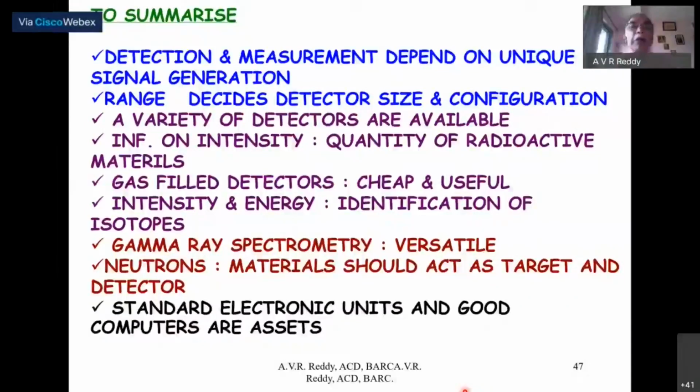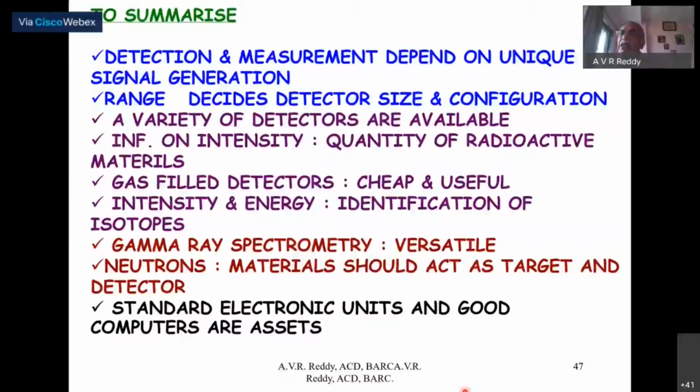So at this stage, I have to close because it is already 4:07 on my watch. So I will summarize. Detection and measurement depend on unique signal generation. For that, we should understand the interaction of radiation with matter. In the first lecture, I dealt with that. Range decides the detector size and configuration. A variety of detectors are available. Information on intensity and quantity of radioactive materials can be obtained.